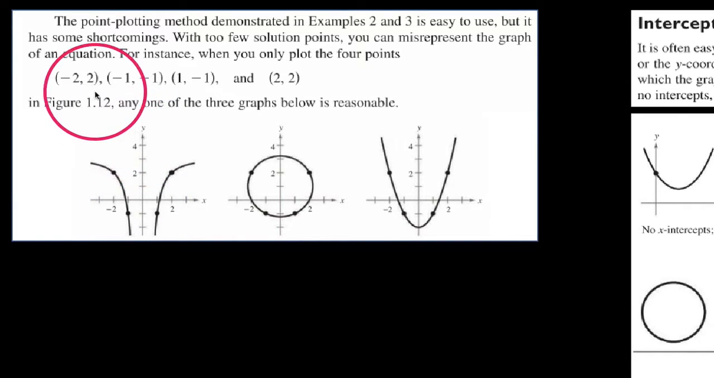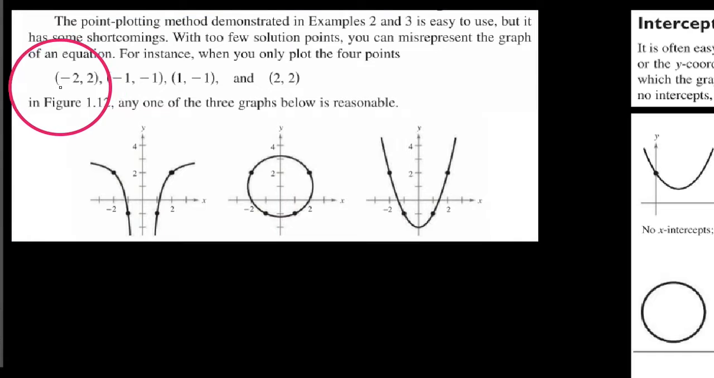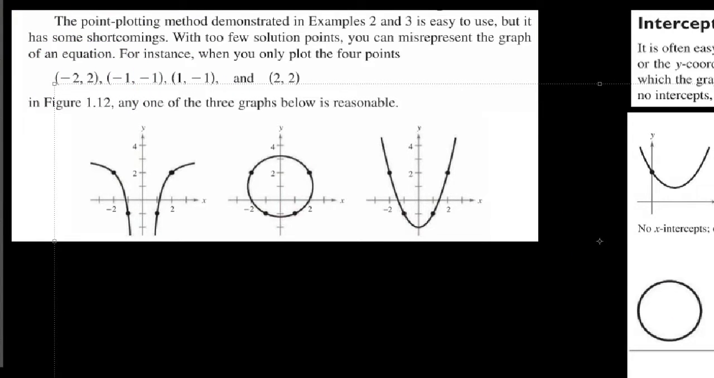One thing I want to point out here in this video before we start talking about intercepts is that, considering these 4 points you see over here in this example on the left, which would be these points (-2, 2), (-1, 1), (1, -1), and (2, 2) here, you can see that they are graphed in all 4 of these graphs down here. Any of these graphs would be possible just by knowing those 4 points.